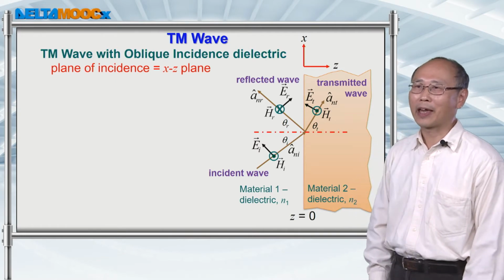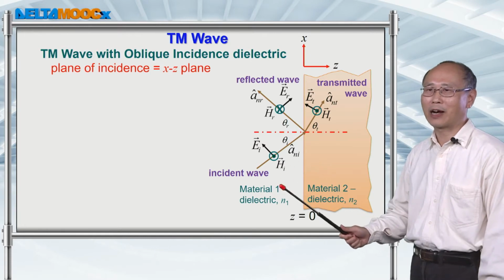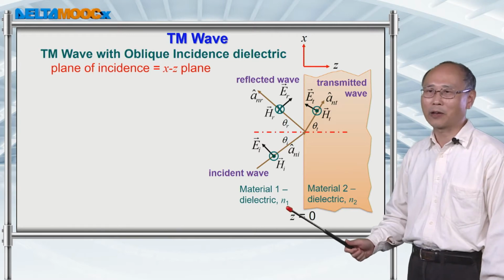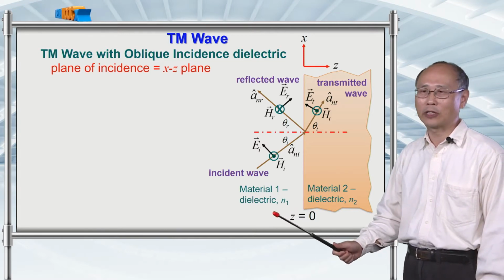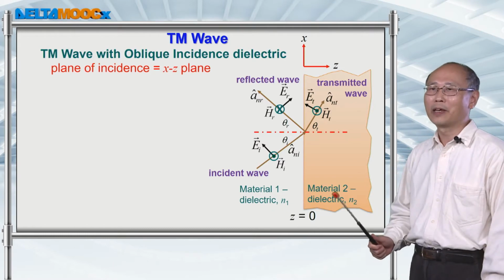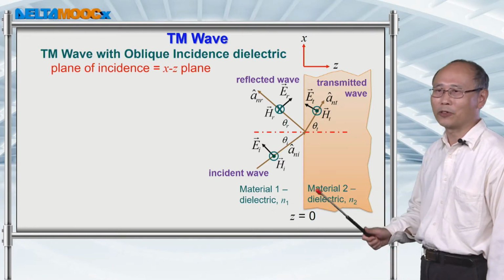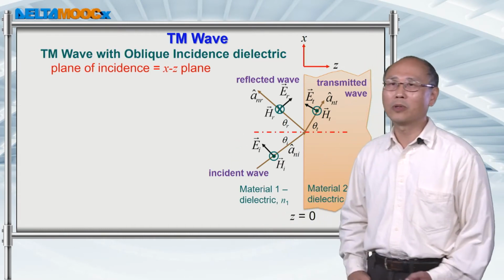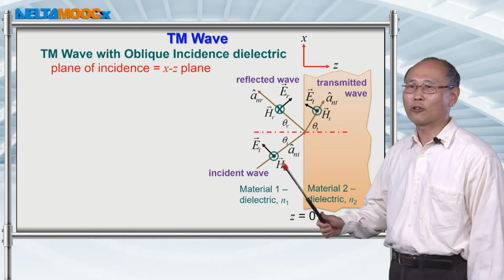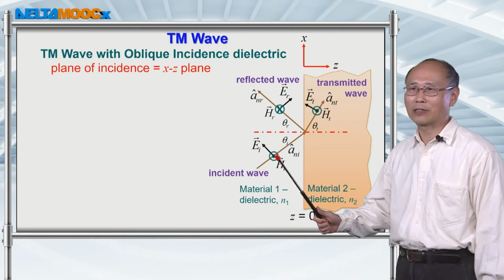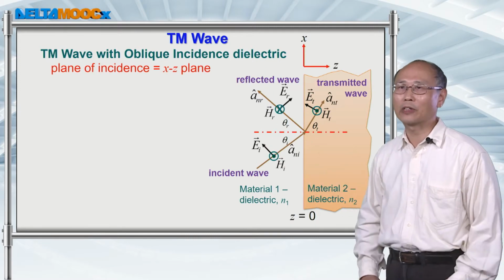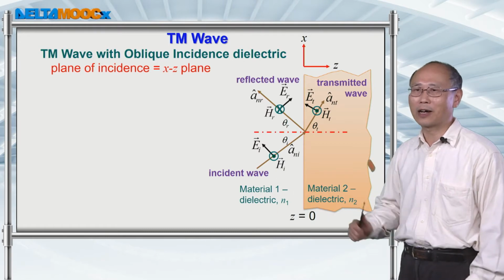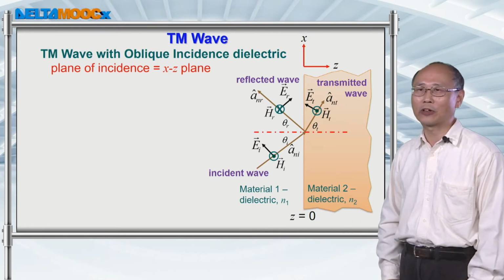of the wave. And in this scattering configuration, on the left-hand side, you have material 1 characterized by refractive index N1 or the intrinsic wave impedance eta 1. And on the right-hand side, we have the second material characterized by N2, eta 2. And in this example, I specify the electric field to be in the plane of incidence. So this is a TM wave. So we're going to use TM wave as one example to show you the physics associated with this scattering configuration.